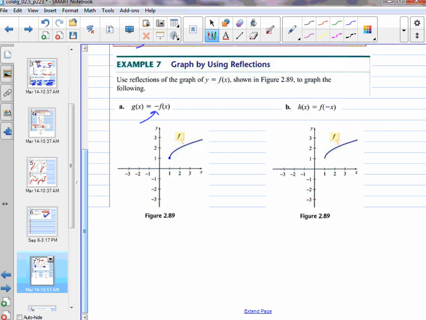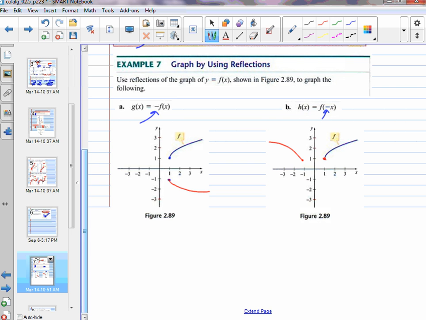So this point looks like it's (1, 1). It needs to be right down here. Let me change colors. And there you go. That's going to be my new one. This one, what type of reflection? Across the y-axis. So I need to take this point, and I'm going to move it right over here. There's my reflection across the y-axis.